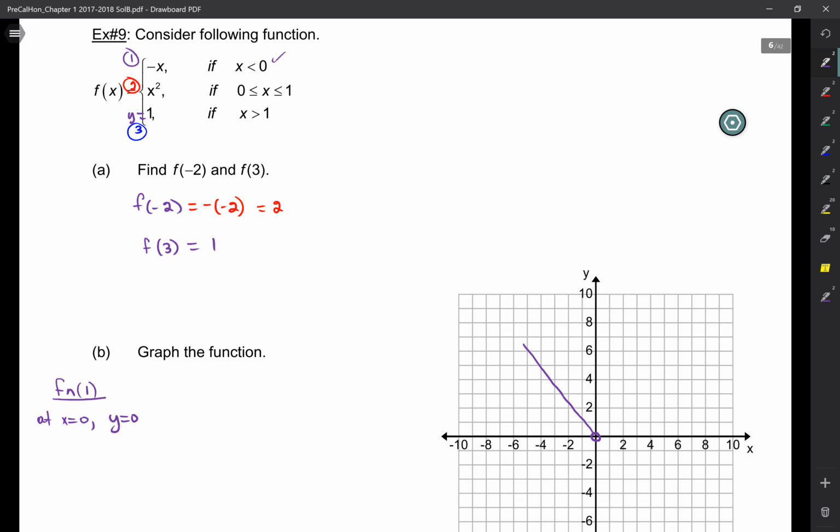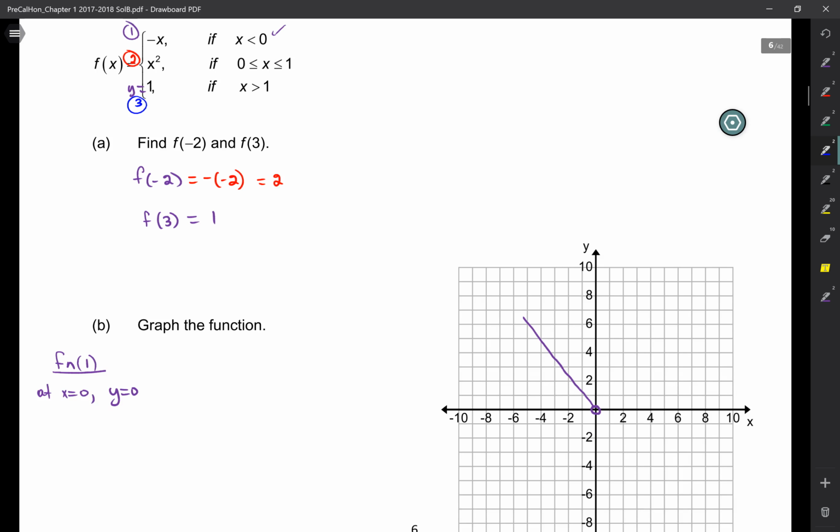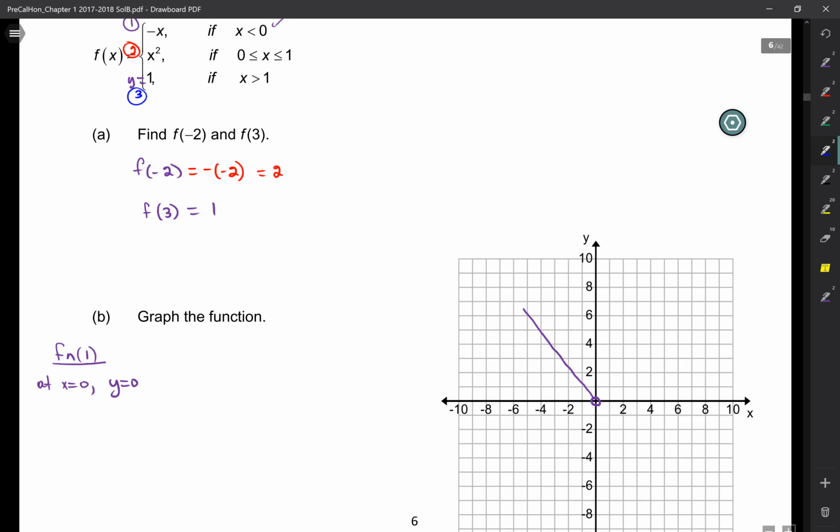Now, let me do the third function first, the blue one. That one is defined when x is greater than 1. And what does that look like? No, this one. I'm doing this one first. It's just a straight line at y equals 1. And it starts at x equals 1. Is it open or closed at 1?